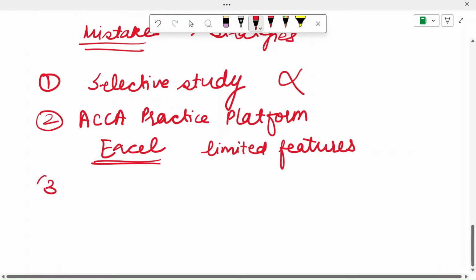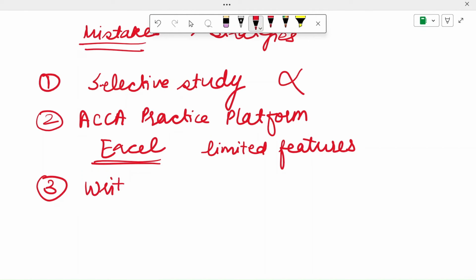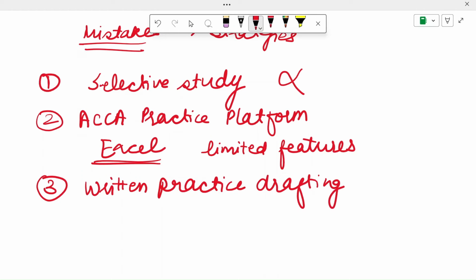Then another thing that students do not do, which you should do, is written practice of drafting the theoretical answers. Now, people think that PM is a numeric dominated paper, and you only need to practice numerical questions to be able to pass the exam, which is not the case. Theory holds 30 to 40% of the weightage in your paper.